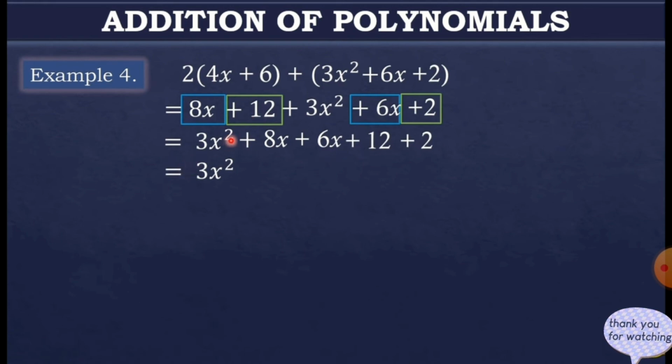Then proceed. Copy 3x squared. Then this time we will add because they are all positive. So, it's 14x and then plus 14. So, this is our final answer.